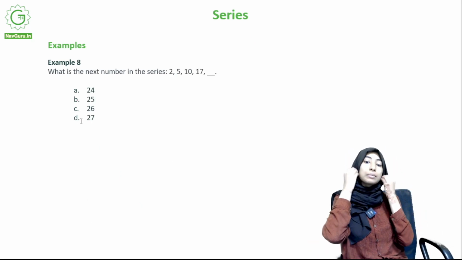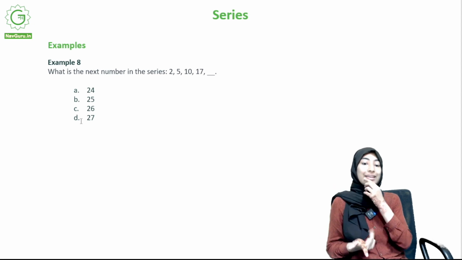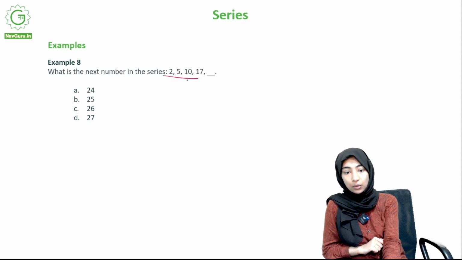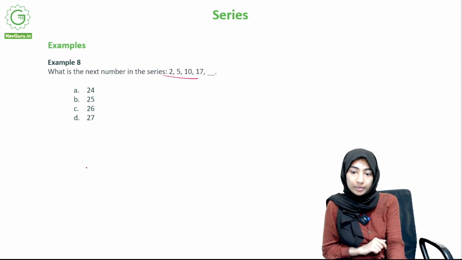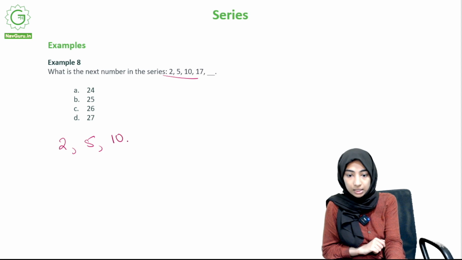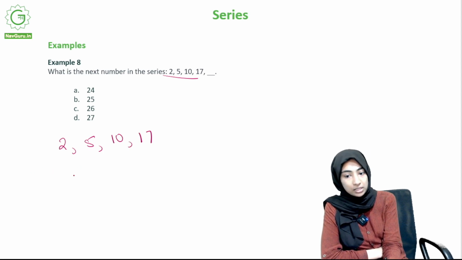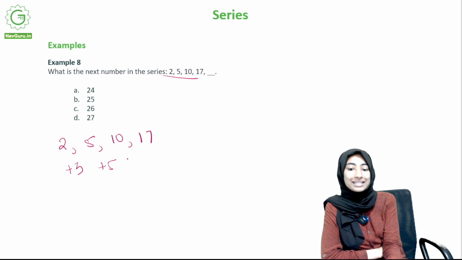What is the next number in the series 2, 5, 10, 17? How do you find the next number in the series? You have 2, you have 5, you have 10, and you have 17. Between 2 and 5, what is the difference? Plus 3, right? 2 plus 3 is 5. Between 5 and 10, 5 plus 5 is 10. Between 10 and 17, 10 plus 7 is 17.